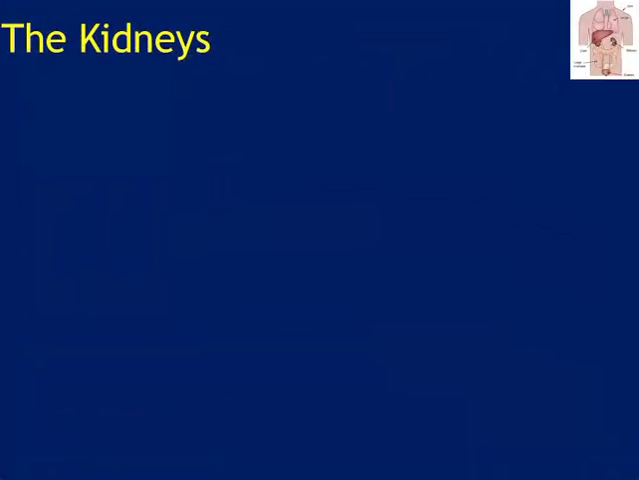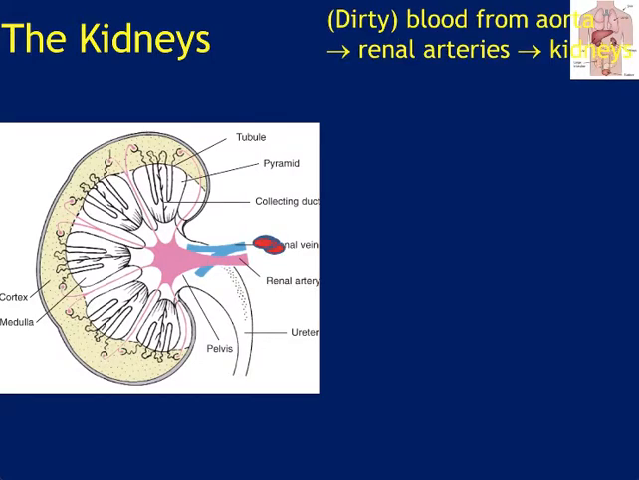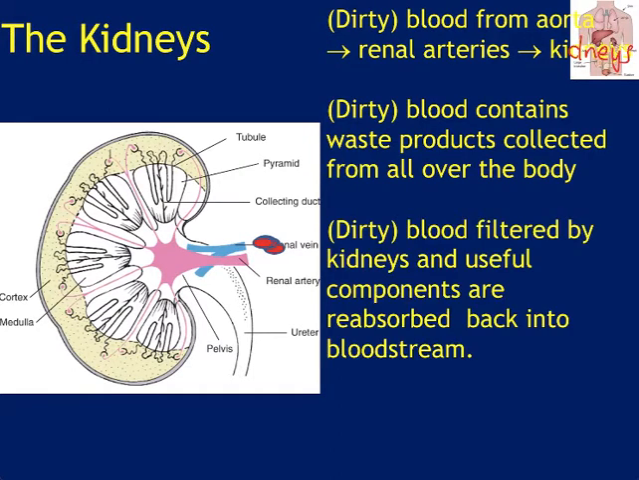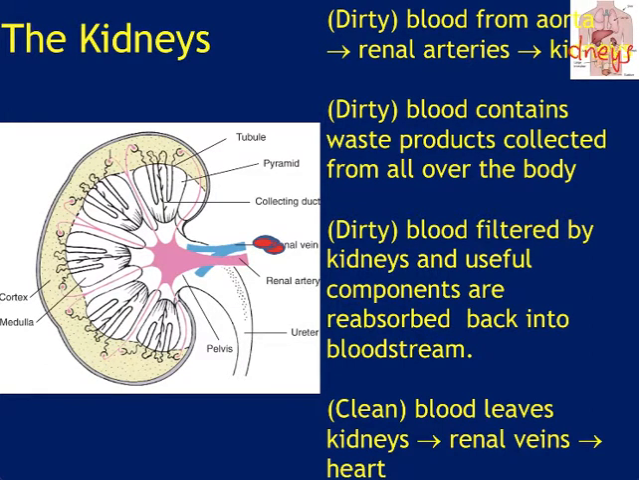Now, in terms of our kidneys, so I put these in brackets, but it's essentially dirty blood comes from our aorta. It goes into your renal arteries and then into your kidneys. It contains all of the waste products collected from all over the body. It is filtered, the blood is filtered by your kidneys, and anything useful is reabsorbed back into your bloodstream. And finally, blood will leave our kidneys through our renal veins and go back to our heart to be transported around our body.